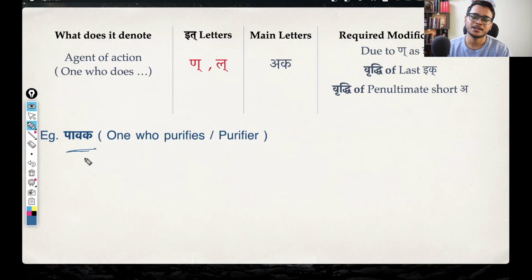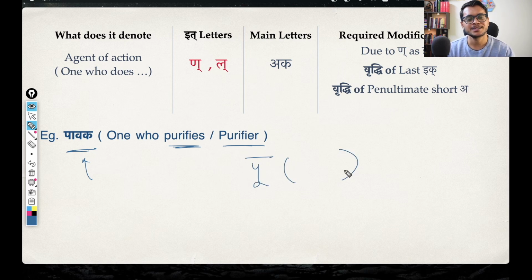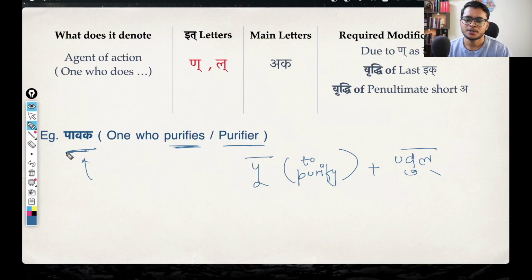Now let us take another example, pavaka. And this means one who purifies, or purifier. That is the reason why Agni has this name pavaka, because Agni as a sacrificial fire, when we offer our oblations into it during the fire ritual, that yajna, that Agnihotra, purifies our offerings. So that is why the name Pavaka is given to Agni, one who purifies in that sense. And this pratipadika is coming again from the pu dhatu. Pu dhatu means to purify.